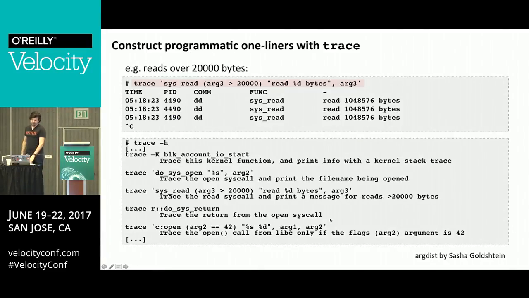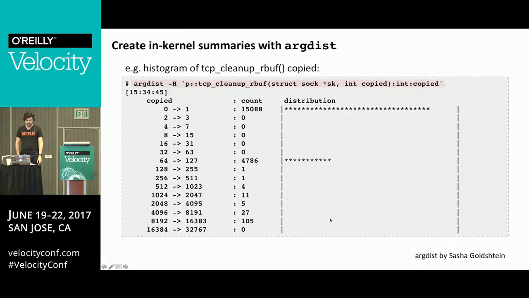There are some multi-tools in BCC I want to mention as well. You can construct some fairly powerful one-liners with trace. Trace was developed by Sasha Goldstein. Was anyone in Sasha's BPF tutorial 2 days ago at Velocity? So a number of people. This is a great one-liner. It's fairly powerful. You can do much more complicated things. That was looking at reads bigger than 20 kilobytes. Another tool of his is argdist. In that example, I'm taking a kernel function, tcp_cleanup_rbuf, and I'm saying, show me the copied argument.